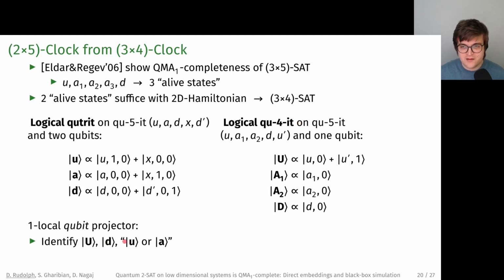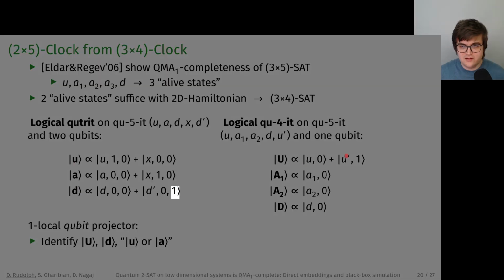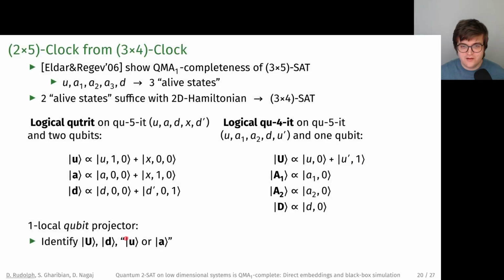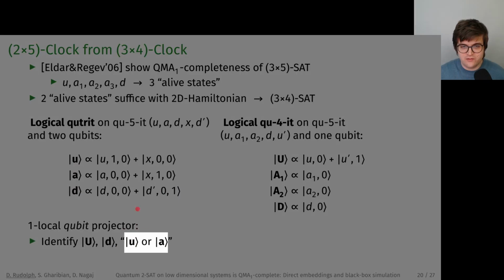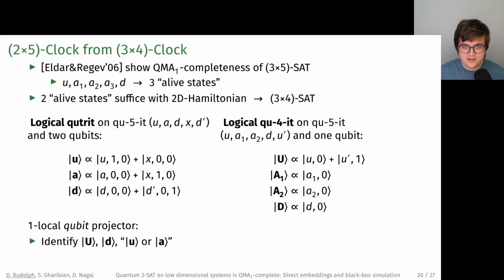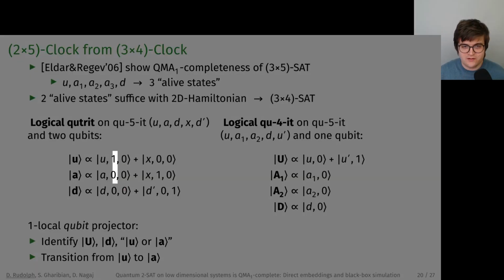do, but what we can still do is we can identify with a 1-local qubit projector the U, the D, and these qubits, and we can also identify U or A just by a projector onto the 1 on this qubit here. And we can even transition between U and A by flipping this qubit.